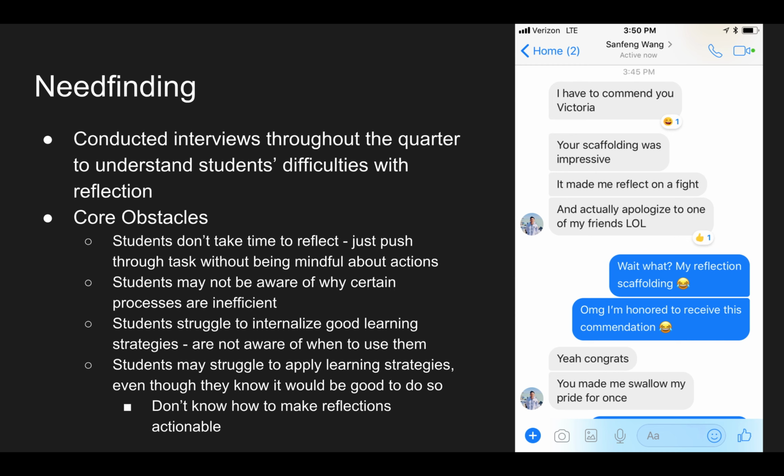And here are a few examples. Students don't take time to reflect and they just push through the task without being mindful about their actions. Students may not be aware of why certain processes are inefficient. Students struggle to internalize good learning strategies and are not aware of when to use them. And then students may struggle to apply learning strategies, even though they know it would be good to do so.